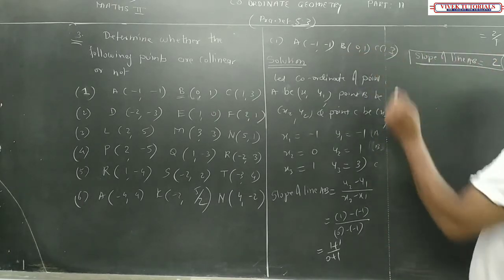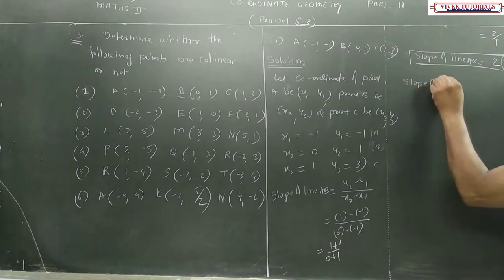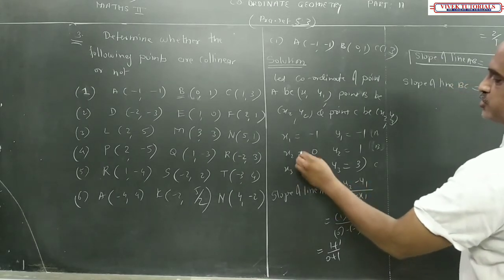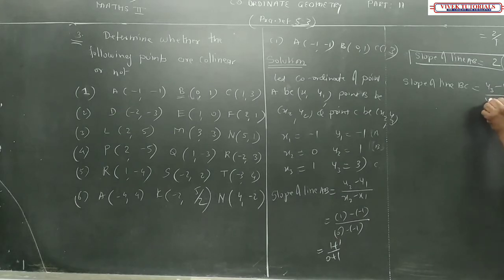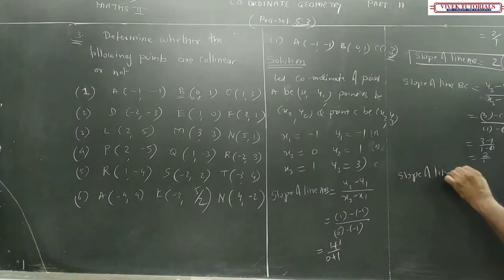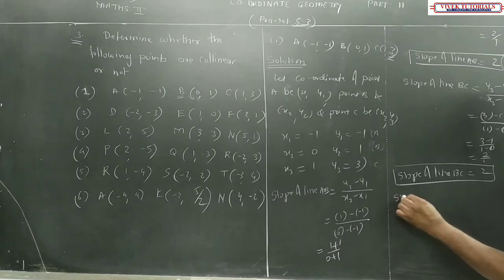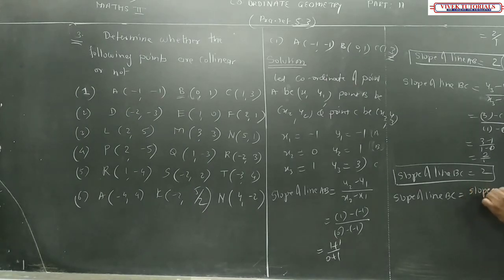Now I'll find the slope of line BC. Slope of line BC is equal to, considering these two points, (y3 - y2)/(x3 - x2). y3 is 3, so (3 - 1)/(1 - 0), which is 2/1. The slope of line BC is 2. So the slope of line AB is equal to the slope of line BC.